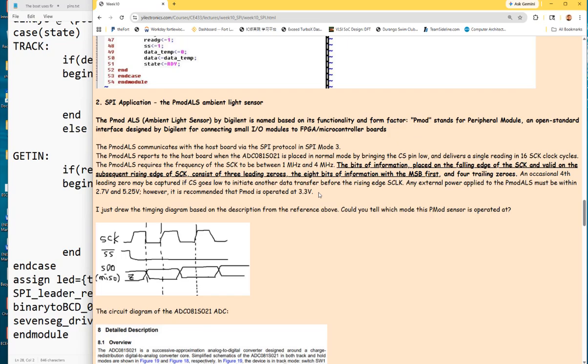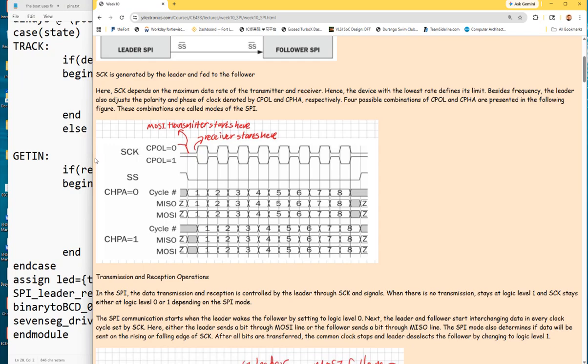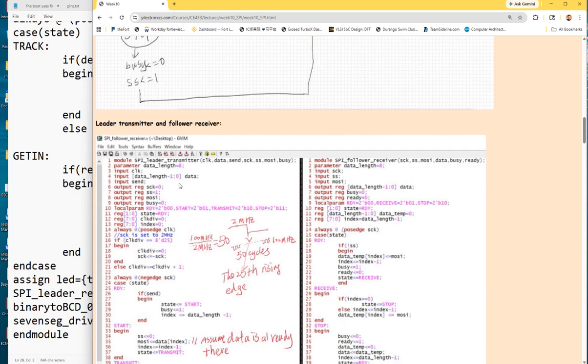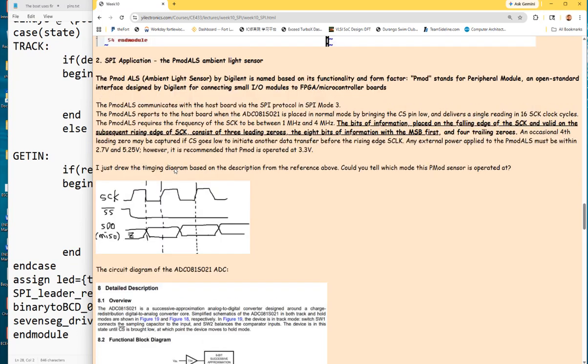and in the ADC. So if it's doing SPI communication, it needs to follow one of the modes, like this. Okay. If you follow one of the modes, your leader receiver needs to be programmed or designed in the same mode. Otherwise, they are not going to communicate. That makes sense? So we have to know what is actually happening here. So by reading this one, we should be able to figure out, okay?